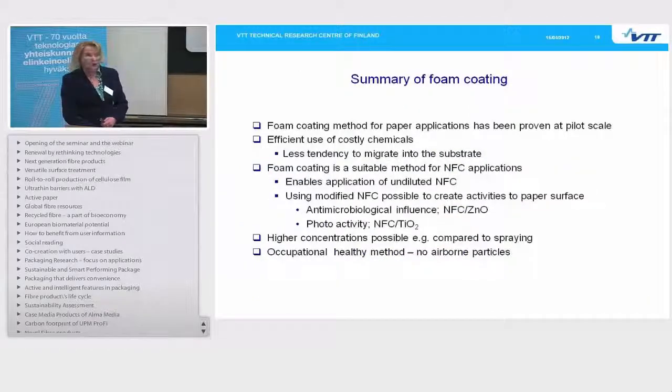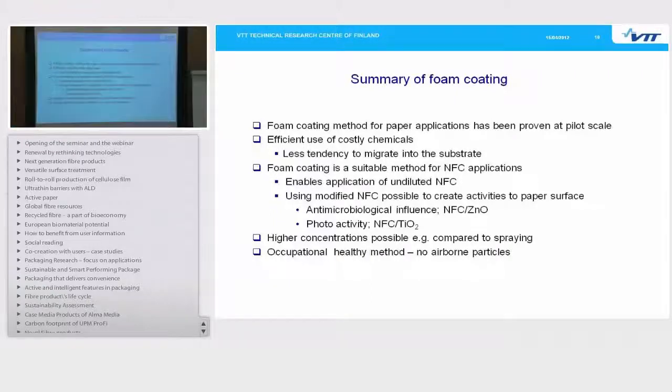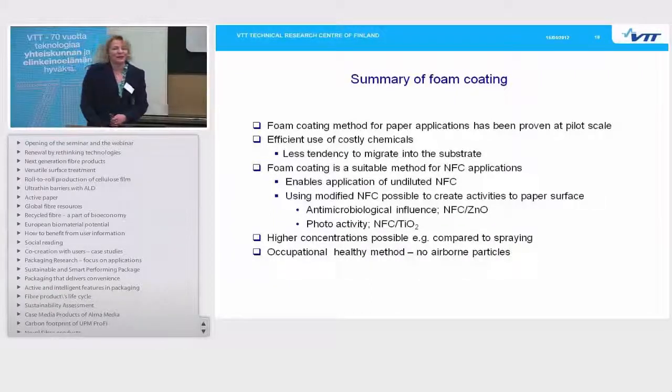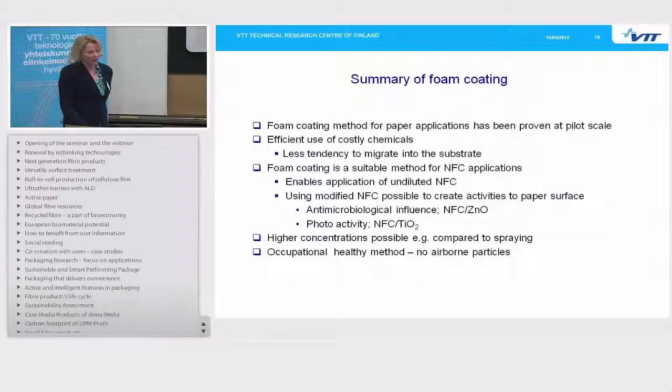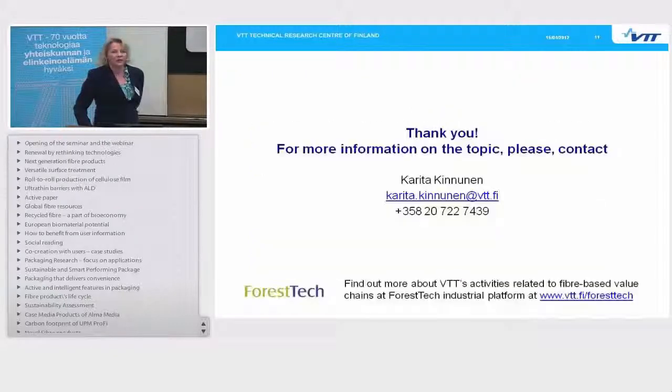So, as a summary, we have proven this coating technology in a pilot scale, and it is a very efficient technology. When we have costly chemicals, there is less tendency for them to migrate to the substrate. And this is a suitable method for nanocellulose applications. We can use nanocelluloses as is, and using a modified nanocellulose, we can create activities on the paper surface. We can also use higher concentrations, and what is important, it's an occupationally healthy method.